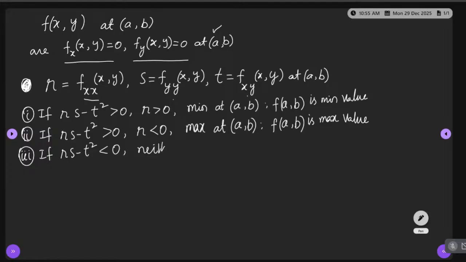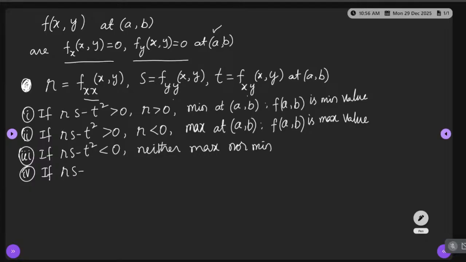Neither maxima nor minima at AB. Such a point is known as a saddle point or point of inflection. Such a point is known as saddle point or point of inflection. Saddle point or point of inflection.